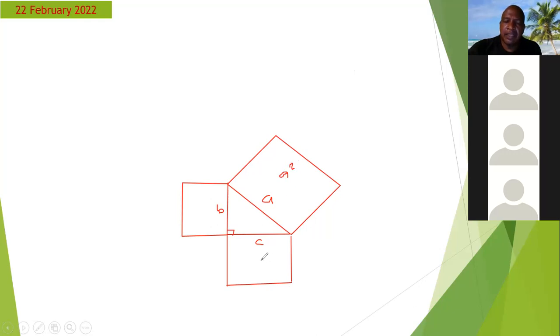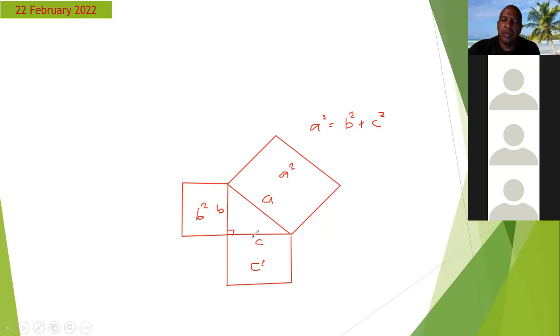And the area of this square would be C squared. And the area of this square would be B squared. So we can say A squared is equal to B squared plus C squared. So that's how the theorem came up.